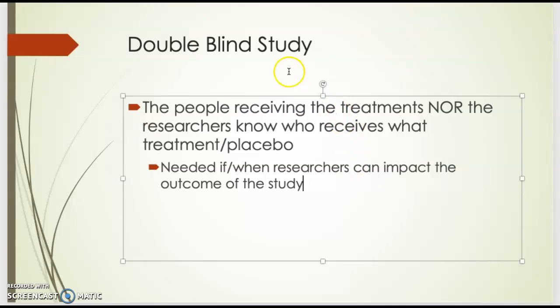And that's a little bit more about experimental design and some of the terminology that goes along with it.